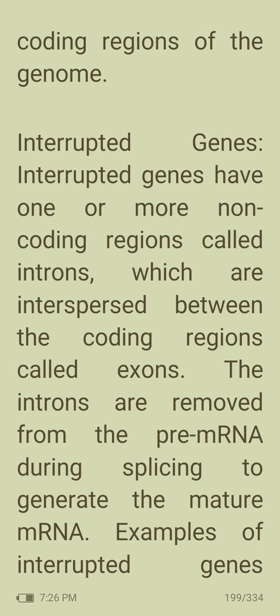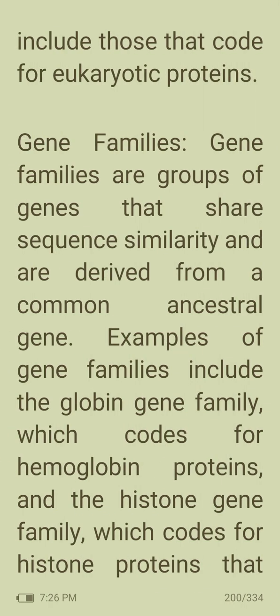Interrupted genes. Interrupted genes have one or more non-coding regions called introns, which are interspersed between the coding regions called exons. The introns are removed from the pre-mRNA during splicing to generate mature mRNA. Examples of interrupted genes include those that code for eukaryotic proteins.